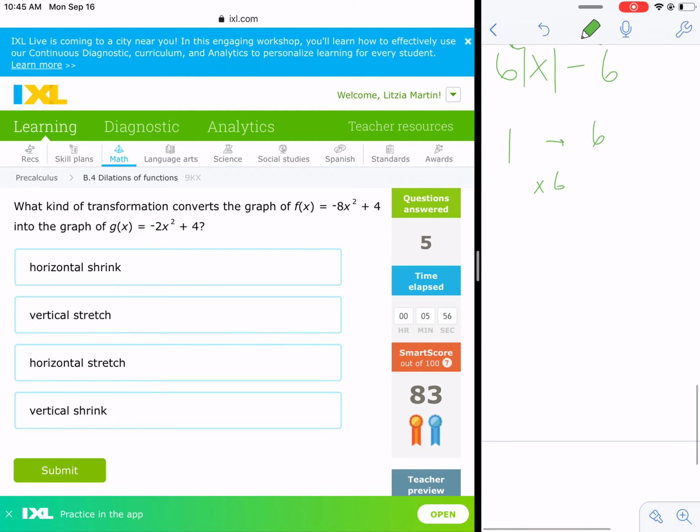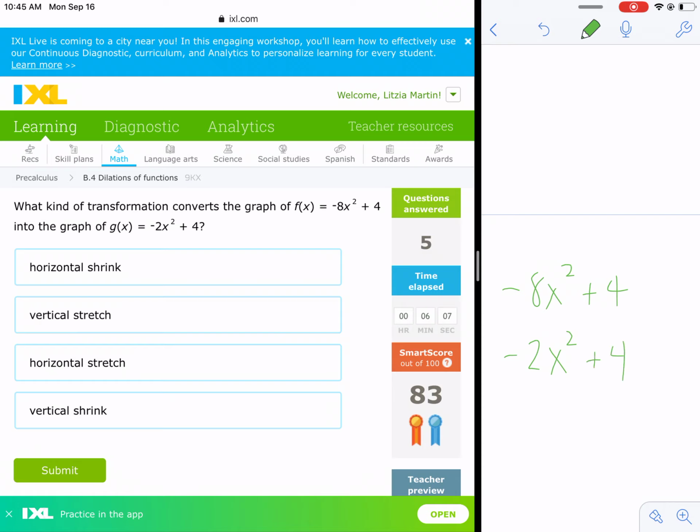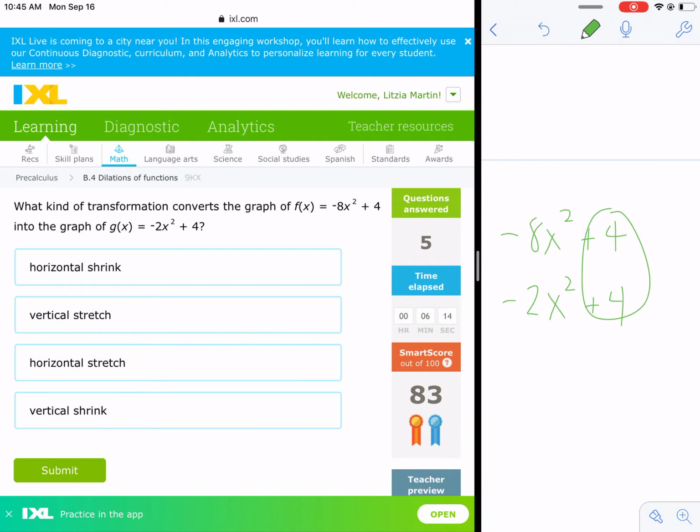Let's do one more just for fun. So -8x squared plus 4 is going to become -2x squared plus 4. So we're not changing this plus 4 at all. So we know it's going to be a horizontal dilation, and we're going from -8 to -2. To get there, we would have to multiply by 1/4. So a horizontal stretch is going to be the correct answer because 1/4 is a smaller number, and for horizontal dilations, smaller number means stretch.